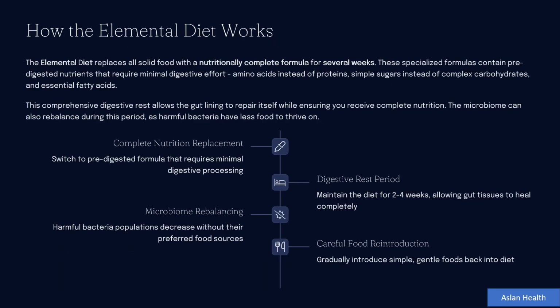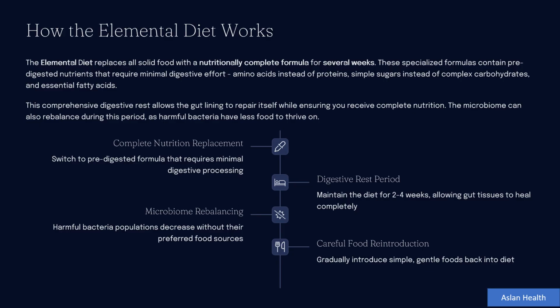So how exactly does the elemental diet work? Again, this is not going to be for everyone. This will only be for those who have severe gastrointestinal tract related conditions that we can't resolve with other means, by changing your diet or eliminating things that cause you stomach upset, irritation, inflammation, etc. So the elemental diet replaces all solid food with a nutritionally complete formula. And this is done for several weeks in a row to reset your gut. It allows it to rest, to heal, and rebalance without causing inflammation.